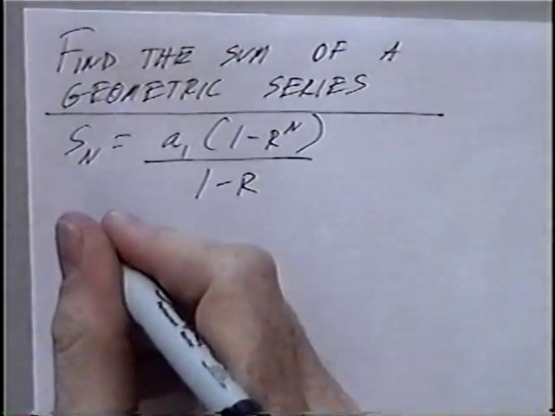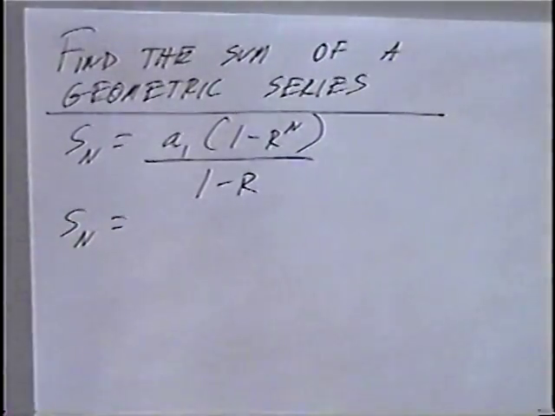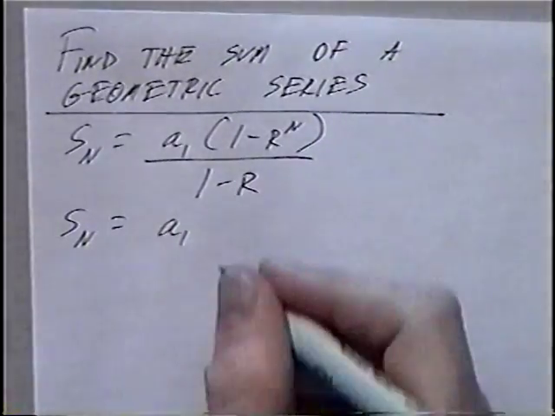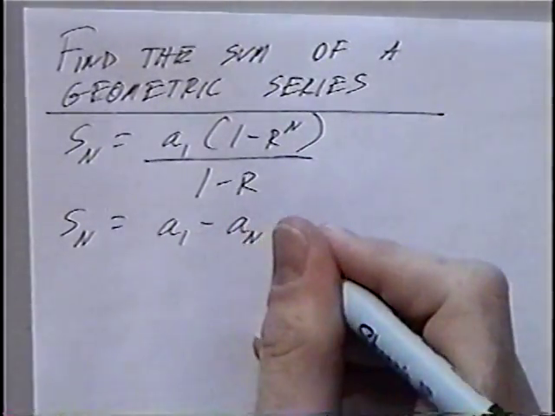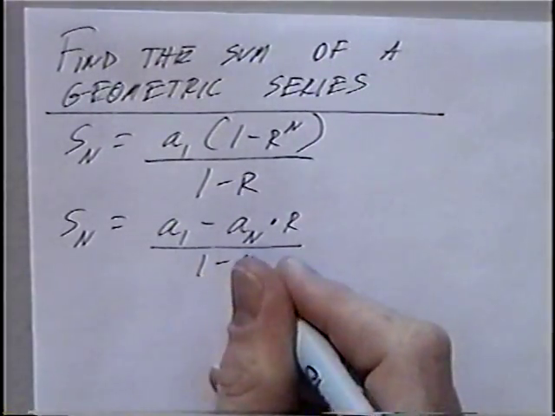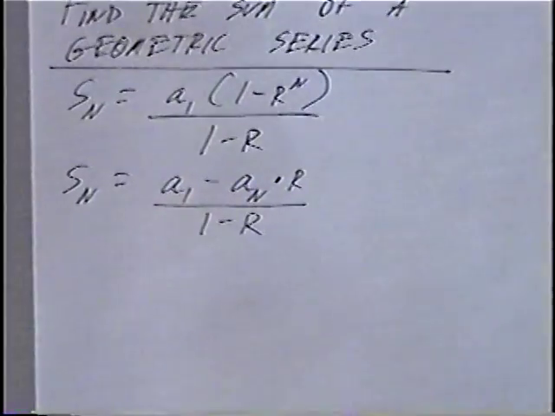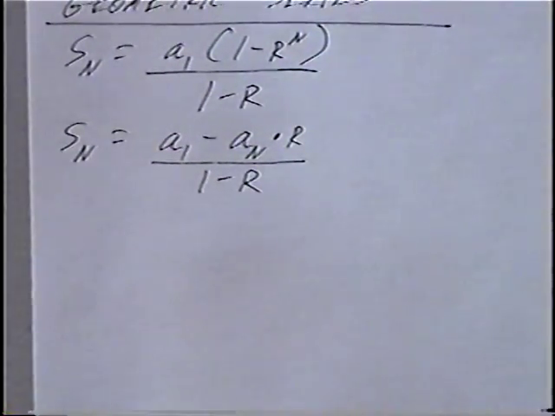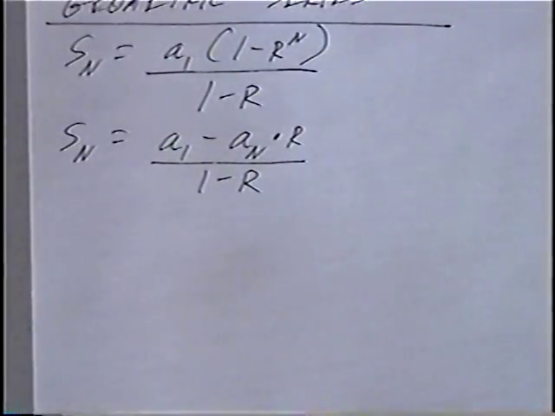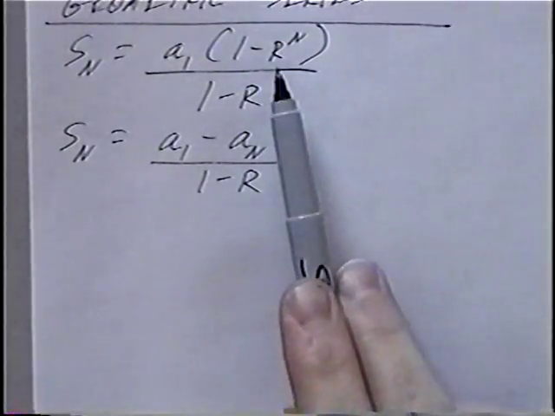Second equation, or second formula, S sub n, so again the sum of n terms, could also be a sub 1 minus a sub n times r, divided by 1 minus r. Like the arithmetic series, there's two different formulas to find the sum, or S sub n. You can use either formula depending on the information that you're given. The first formula has n, the number of terms, and the second formula has a sub n, which would be the last term.